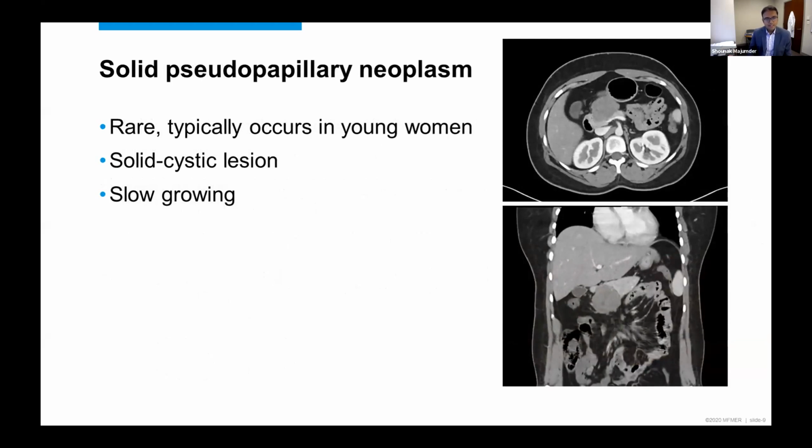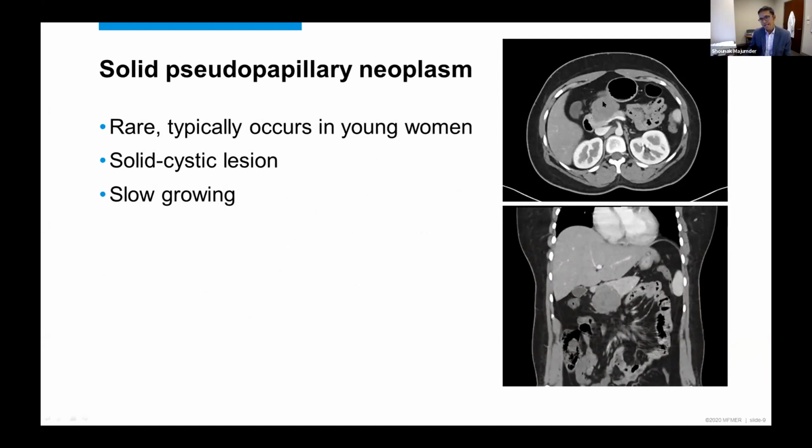The next category, moving on to neoplastic cysts, is a solid pseudopapillary neoplasm. You saw some images of this in the previous talk as well. This is a relatively rare cystic lesion and typically occurs in young women. The radiologic presentation is that of a solid cystic lesion. And these are indolent, slow-growing lesions.